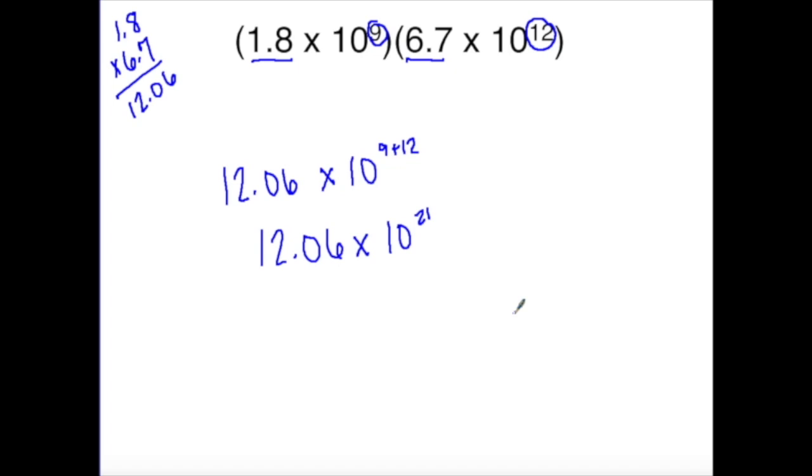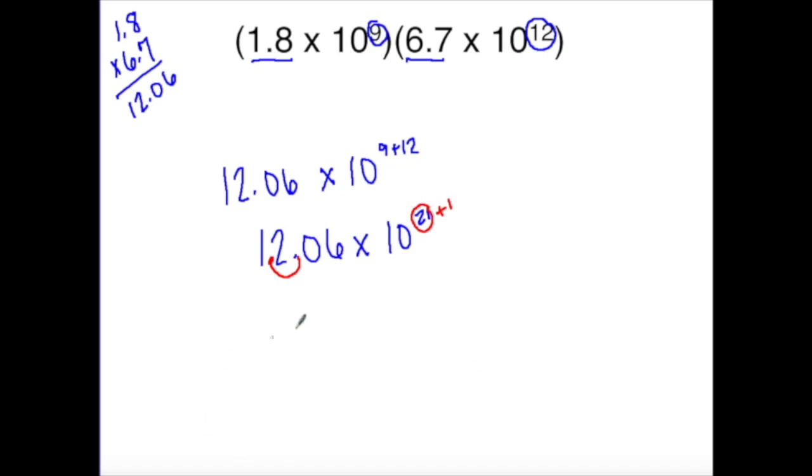As I look at this, I notice this is 12.06. That is greater than 10. So I'm going to have to move the decimal so that it is between 1 and 10. If I move the decimal one place and put it right here, that gives me a number between 1 and 10. But I also have to change this power of 10. Because I moved this one place, I have to add 1 here.